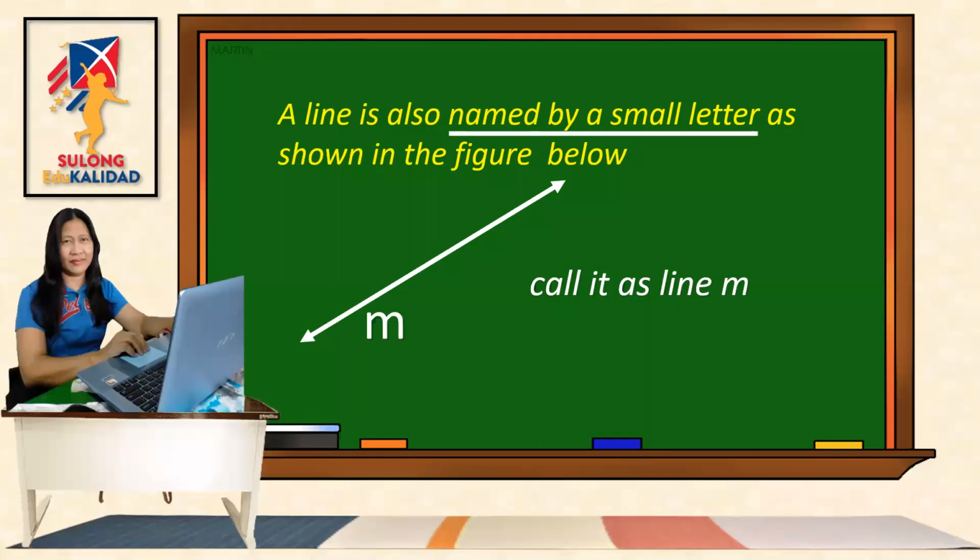Do you understand? If you're just going to name a line by a single letter, kapag single letter lang ay small letter ang gagamitin. Naintindihan ba yon? Kapag 2 points ang bibigyan ng pangalan sa isang line, you use capital letters. Okay? Next.